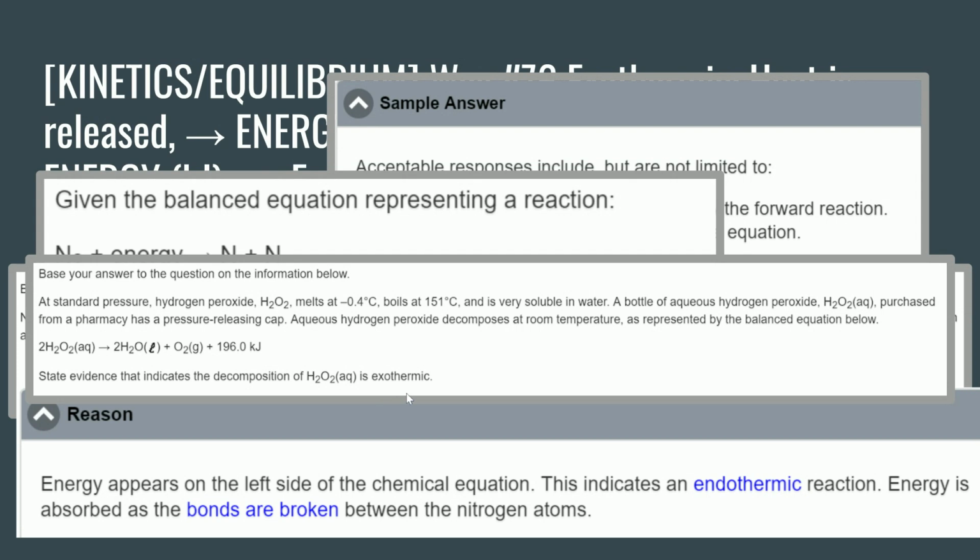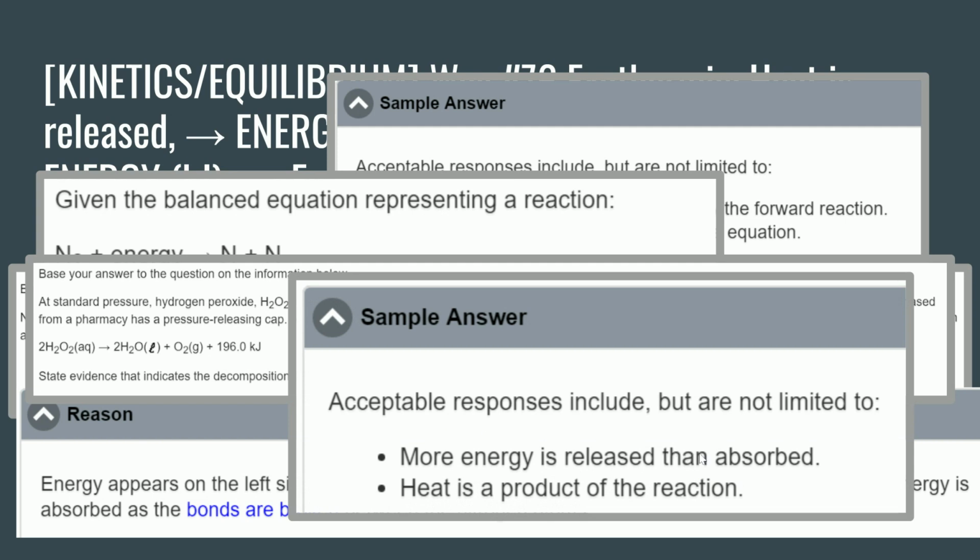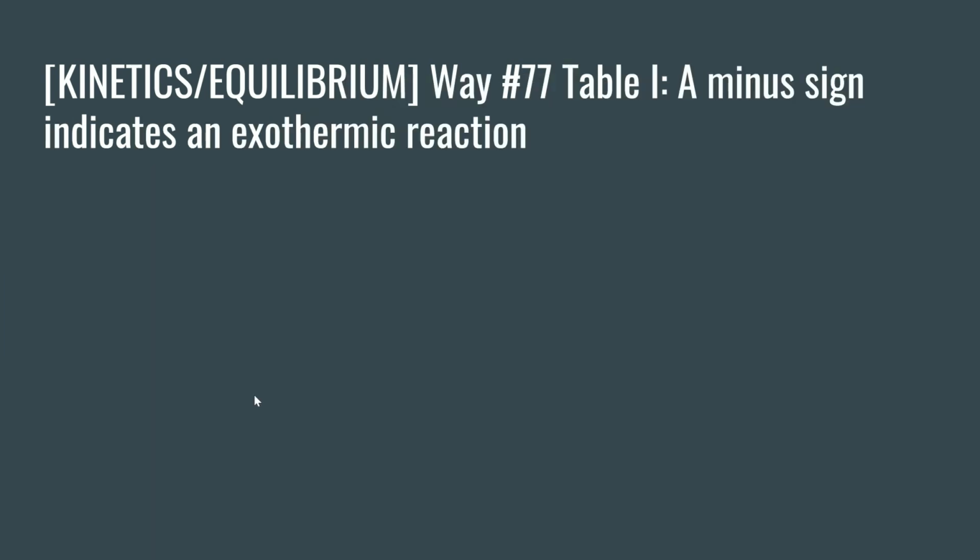To classify this as exothermic, we need to spot where energy is located, and notice that here energy, represented by 196 kilojoules, is on the right side of the arrow. So all we have to say is that more energy is released than absorbed, or we could just say that heat is a product of the reaction, or energy is a product of the reaction as opposed to a reactant. If that were the case, it would be endothermic. But in this case, it's exothermic because energy is being released.